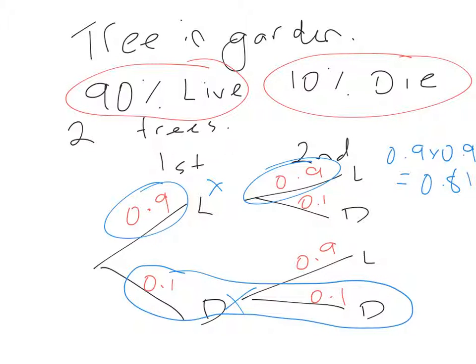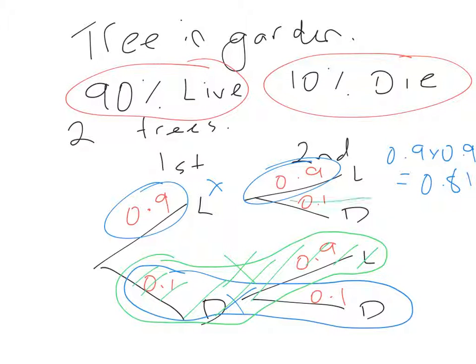If we want to know that, it doesn't matter which branch we look at. If the first tree dies and the second tree lives, we still multiply. We can work out all the different situations that are going to happen in our garden, and that will calculate the probability of those situations. And then they can ask us questions like at least one lives. If it's at least one lives, then that's this one or this one. So we have to do both of those.